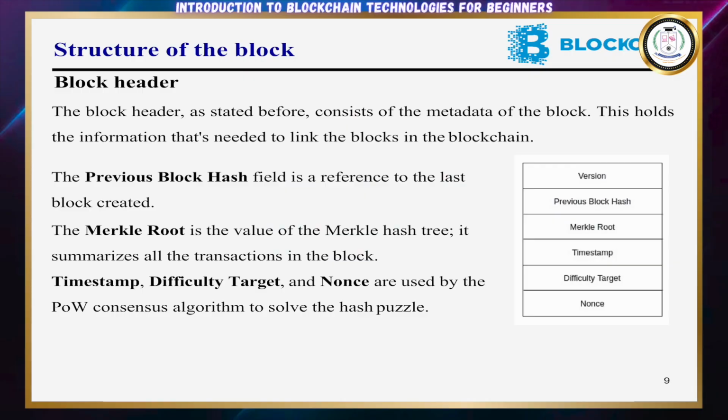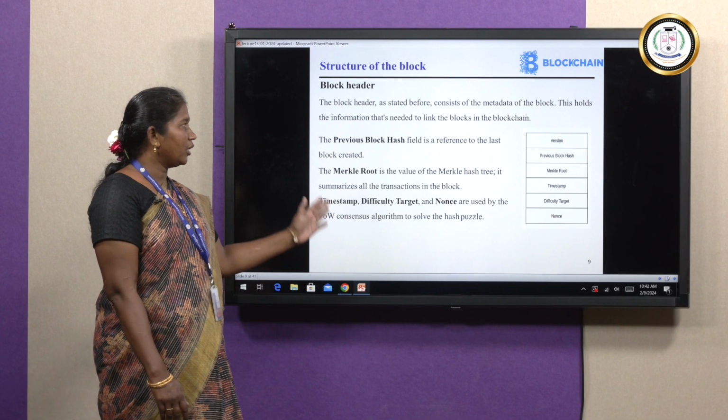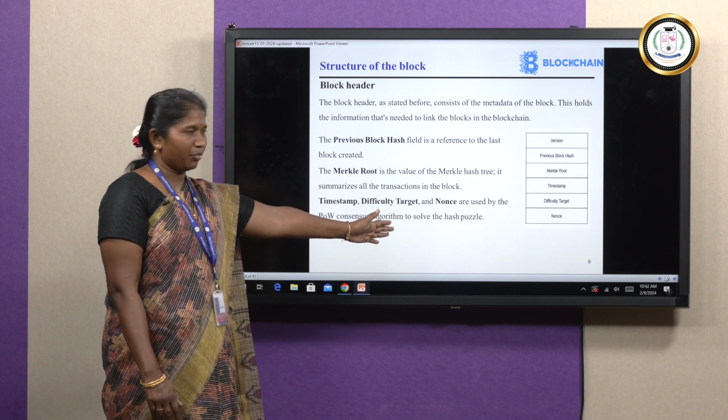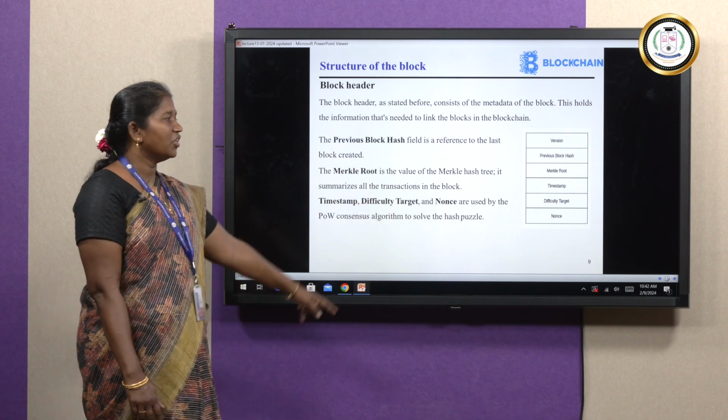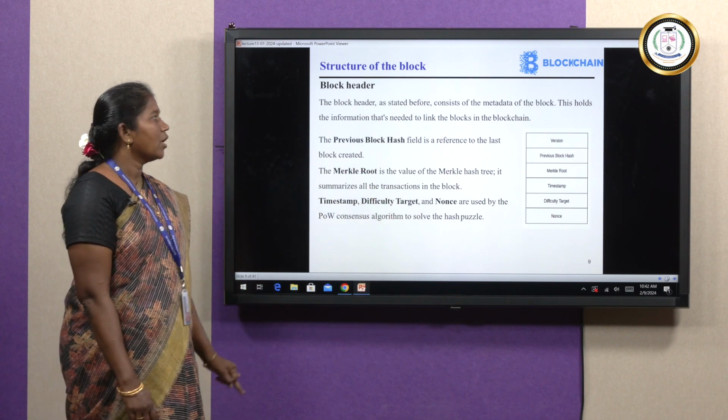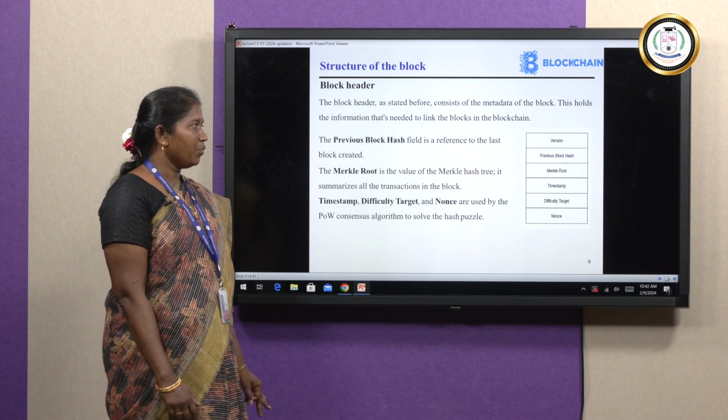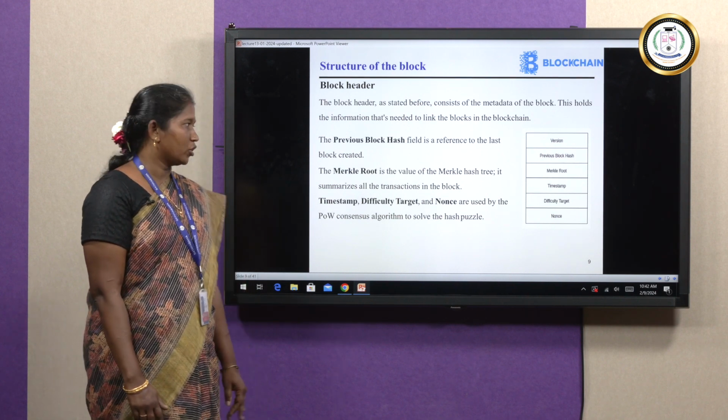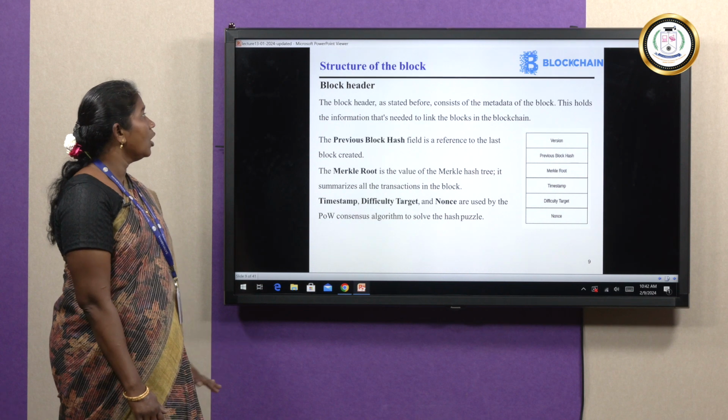And this is the block header. So in this block header we have so many pieces of information. These are all the information. This is the diagrammatic representation for that. So here: version, previous block hash, Merkle root, timestamp, difficulty target and nonce. So this information is stored in the block header.